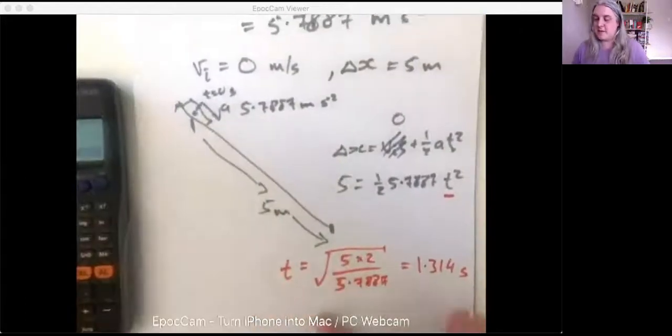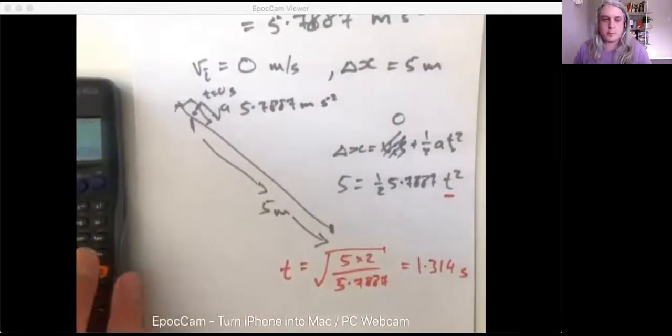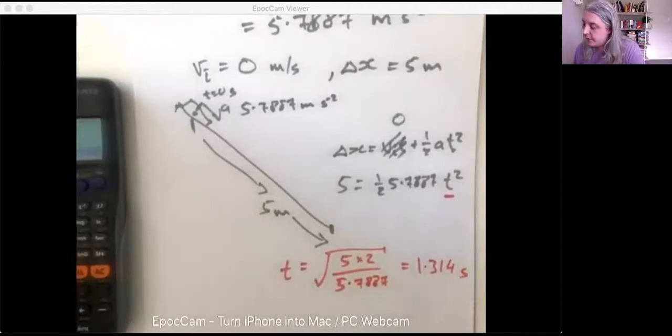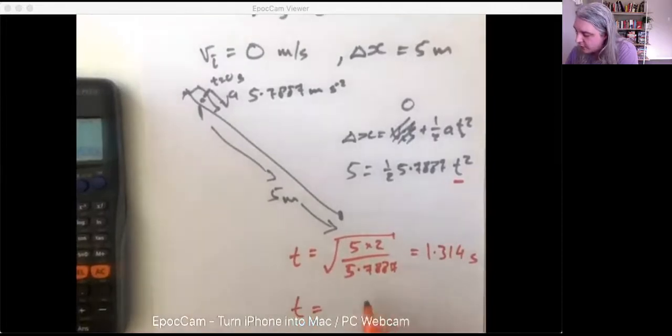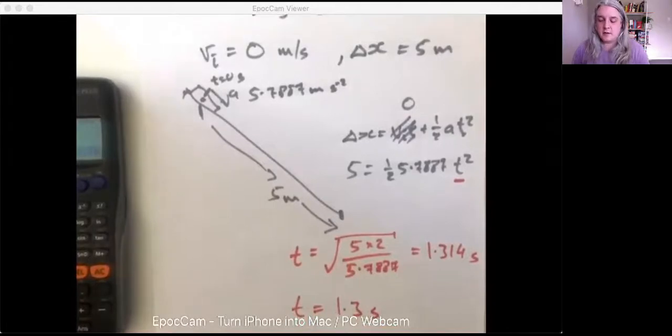So that is the first problem. That's the second part of the first problem. It asked for how long. You would then present that to 2 significant figures, as I said right back at the start, 2 significant figures, 1.3 seconds. And that is the end of example 1.